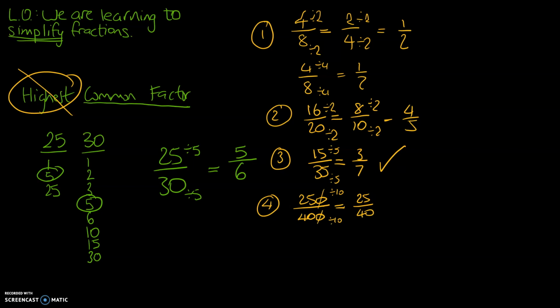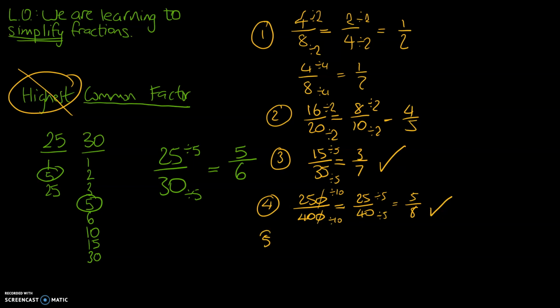We then got to think, do 25 and 40 have any other common factors? And I think they do again, so I think they're both divisible by 5. So it's going to become 5 over 8. And again, we've got to ask ourselves the same question. Do 5 and 8 have a common factor? It doesn't look like it, so that means 5 over 8 would be our simplest final answer.